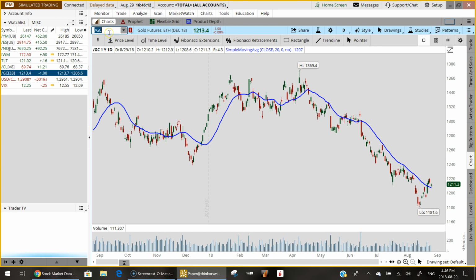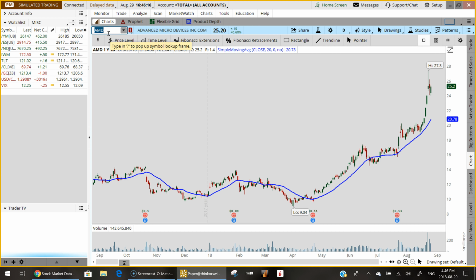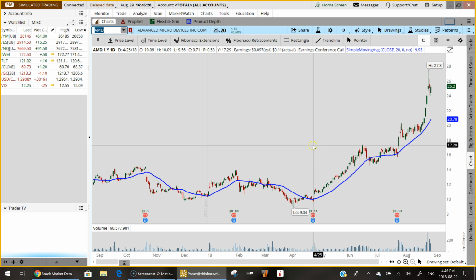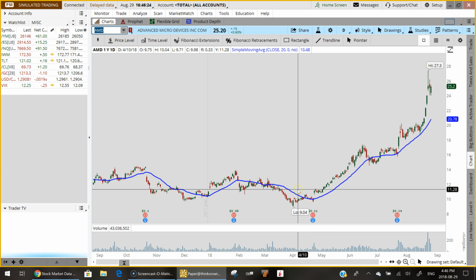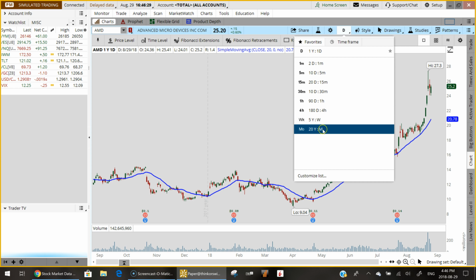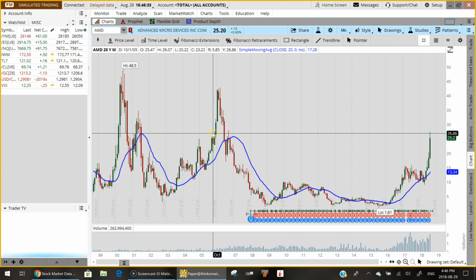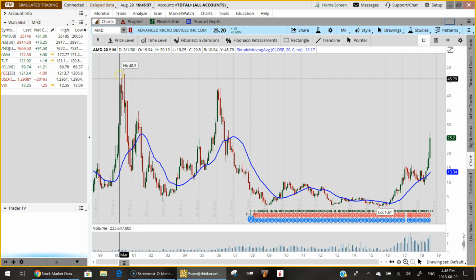Now, I did want to share with you a chart, AMD. There's been a lot of talk about AMD, that's Advanced Micro Devices. It has had a fantastic run here pretty much all year. And if we look at the monthly chart, you can see that it spiked big time like it did back in '05, '06 and like it did during that dot-com bubble.